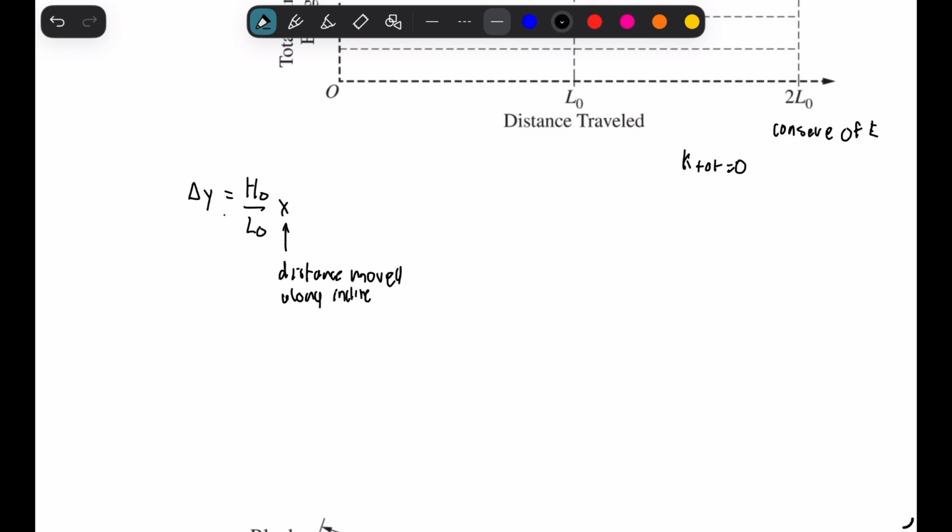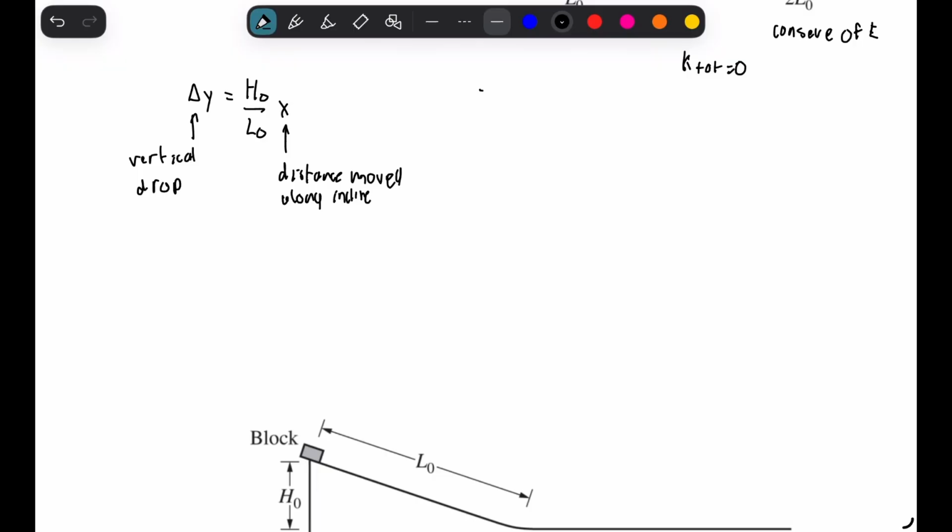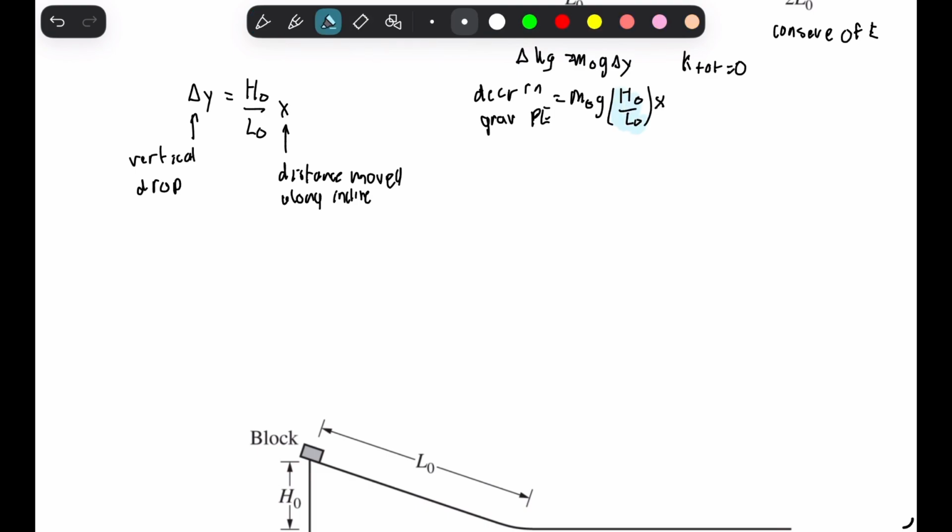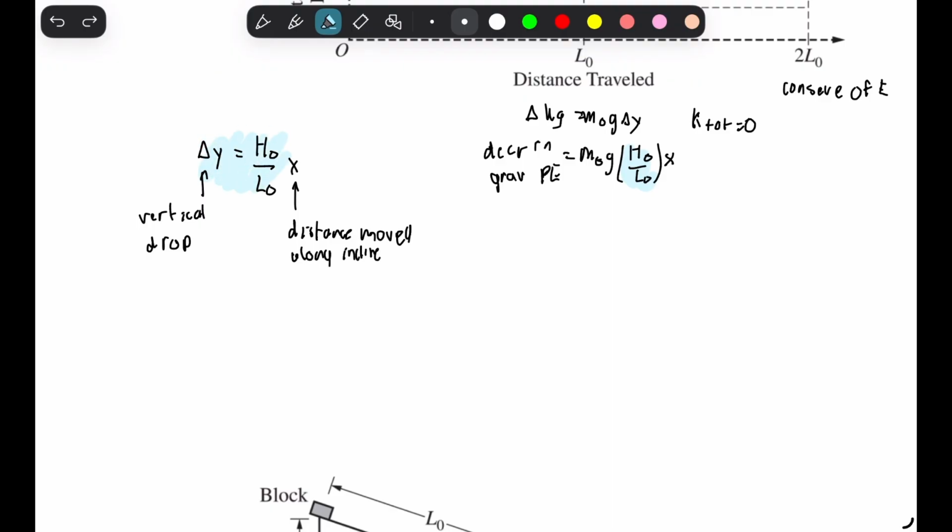This is our cylinder movement. This is going to be our vertical drop. Well, we know that our decrease in gravitational potential energy, well, that's U_G. That's just changing U_G. We have m initial, g, delta y, and we have delta y over there, right? So we can just plug that in here. We have h initial over L initial times x, which is this expression here.